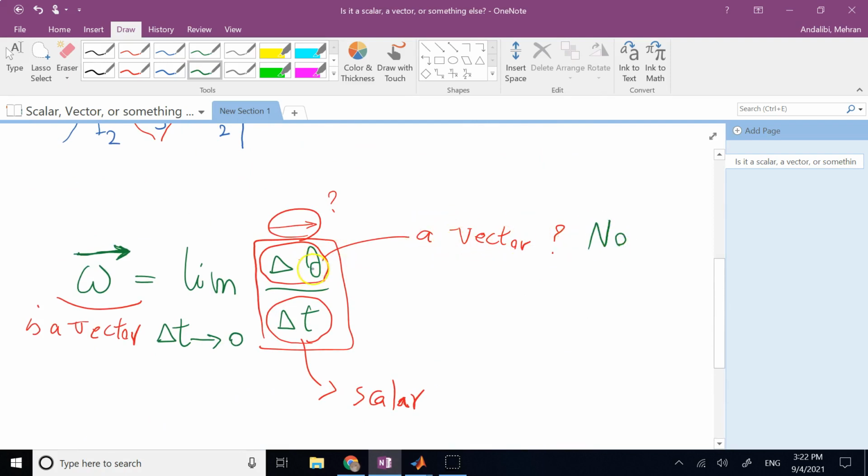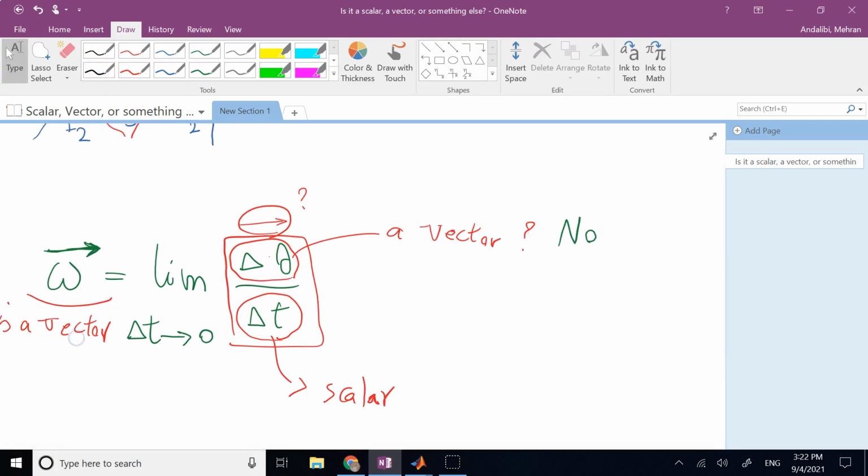So if it's not a vector, delta theta, and it is not, how come when you divide a scalar by another scalar, you get a vector, omega? So either omega is not a vector, it is a scalar, or there is something else going on. And the answer is there is something else going on. Okay, omega is a vector, but what's going on here?